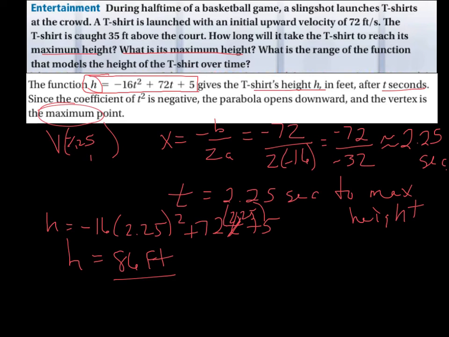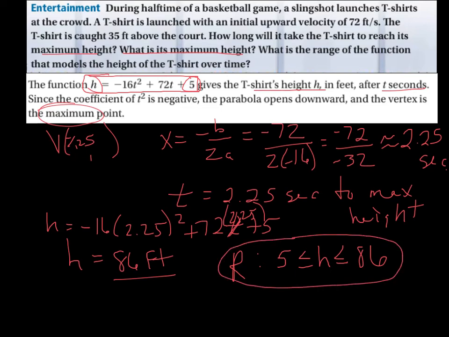So it asks, what is the range of the function? Okay. Well, the lowest value we had was where it started, which was at 5 feet off the ground. That came from the diagram in the previous picture, and the highest value was the maximum height of 86 feet. So our range is between 5 and 86. So 5 is less than or equal to h is less than or equal to 86.